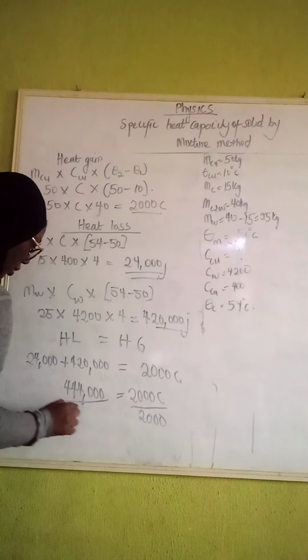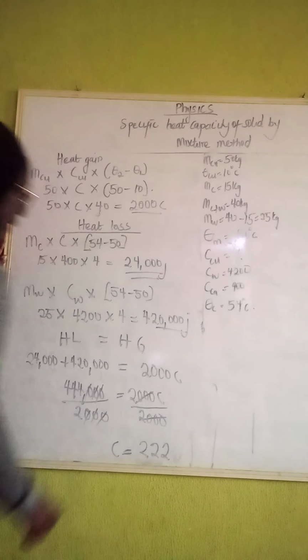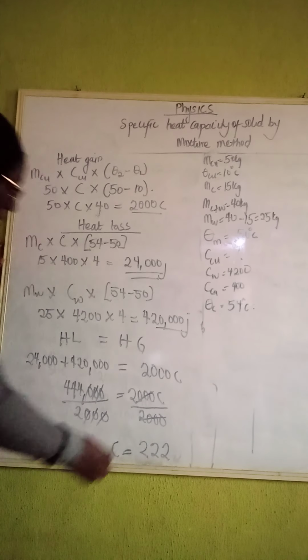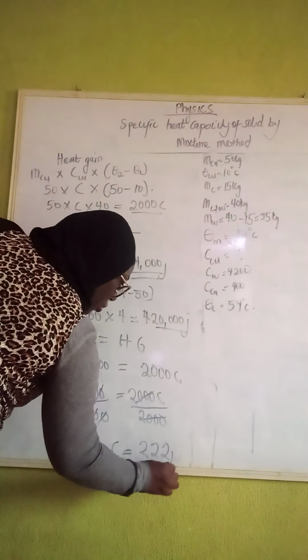So our C here is what? 222, because it is specific heat capacity. That will be joules per kilogram per Kelvin.